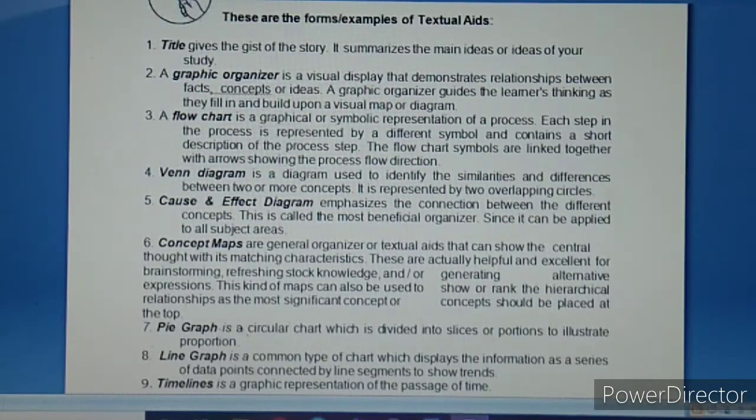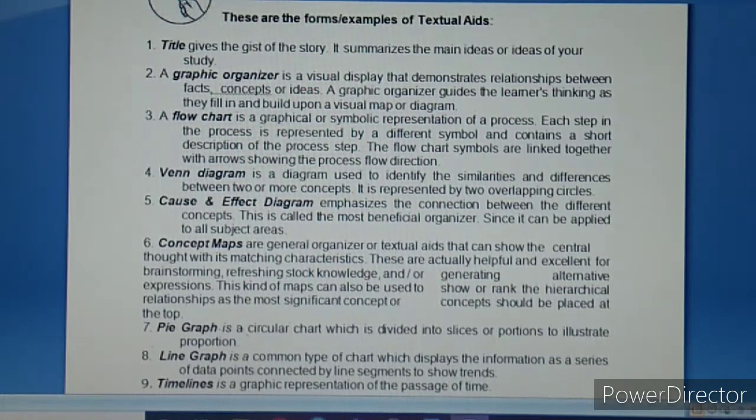So these are the forms or examples of textual aids. Number 1, we have title. It gives the gist of the story. It summarizes the main ideas of your study. Second example of a textual aid, we have a graphic organizer. It is a visual display that demonstrates relationship between facts, concepts, or ideas. A graphic organizer guides the learner's thinking as they fill in and build upon a visual map or diagram.